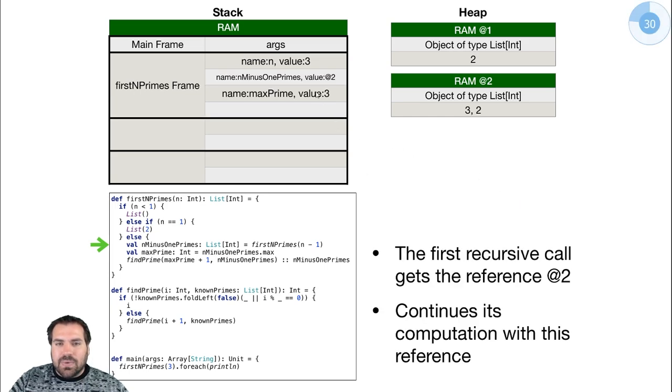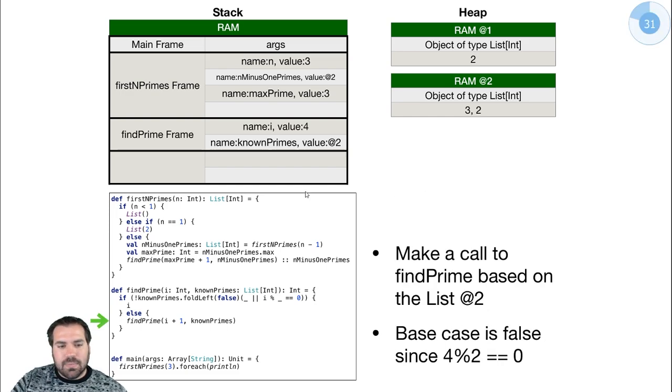And then we get to our return. I already covered that slide and backed up. And next, first n primes in this stack frame is at 2, which is 3 and 2. The max is 3. We're going to start at 4 here. 4, and then 3 and 2, we're going to pass a reference at 2, all the known primes, and we're going to check 4. 4 is divisible by 2, so this resolves to true, and then not, so it's false.